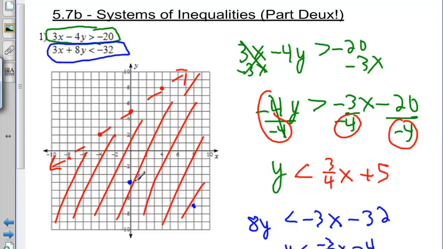I think I got that. And then up 3/8, 2, 4, 6, 8. Perfect, it matches up. Dotted line again because there's no line underneath our inequality. And we shade below, right?